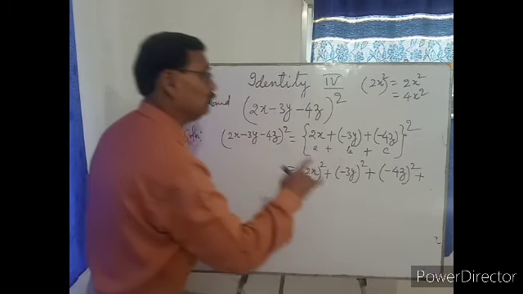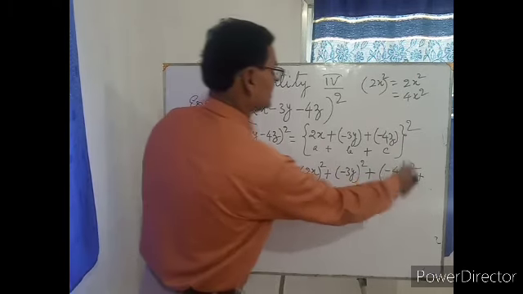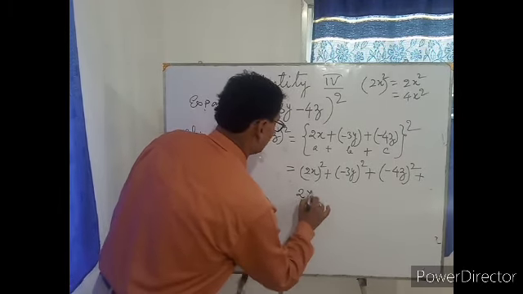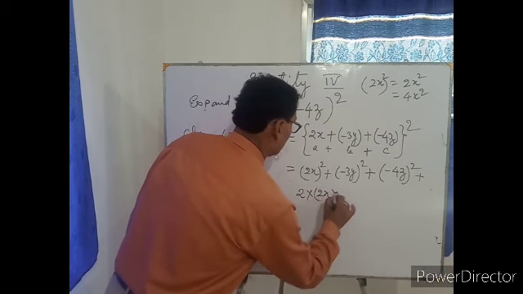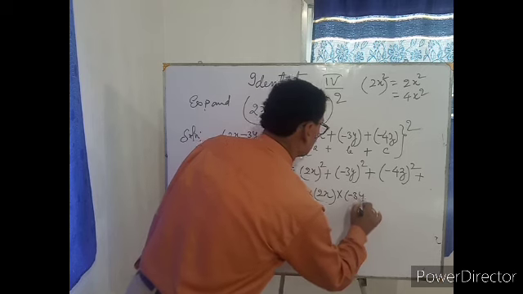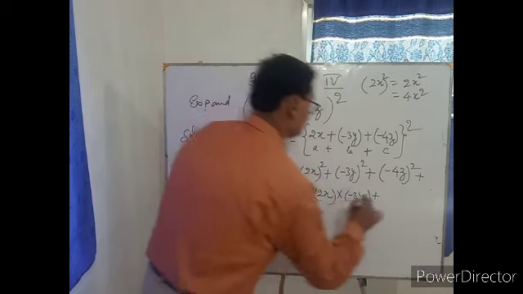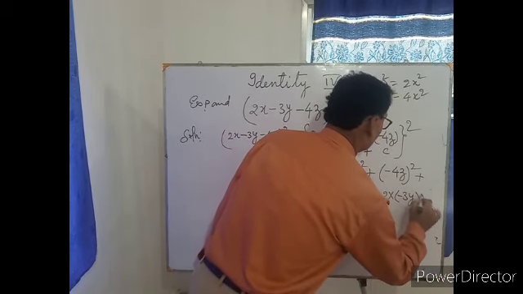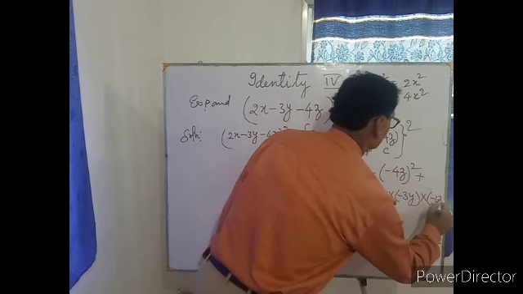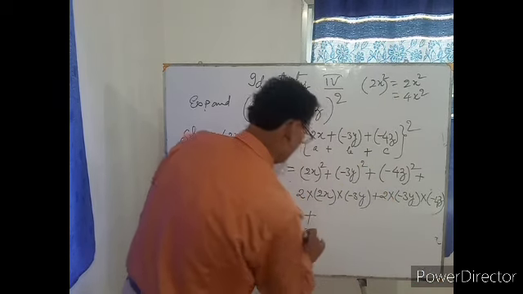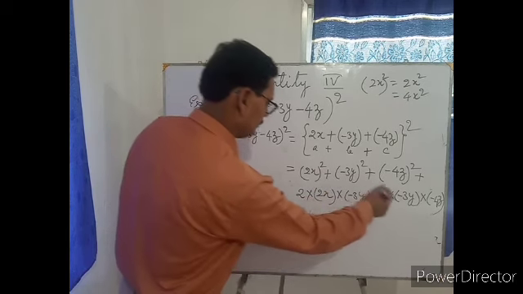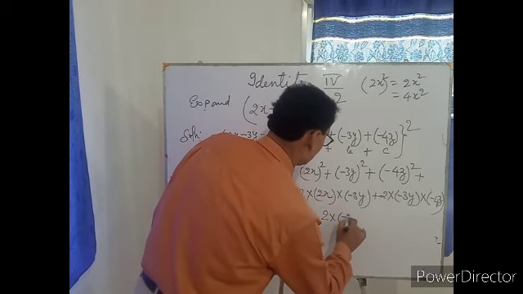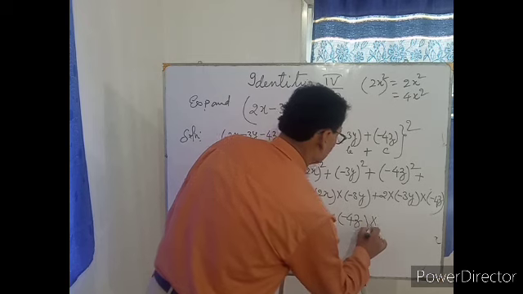Now it is the term of 2ab: a square plus b square plus c square plus 2ab. What is 2? 2 is 2. What is a? 2x. And what is b? Minus 3y. Plus 2bc. What is 2? 2 is 2. What is b? Minus 3y. And what is c? Minus 4z. And 2ab plus 2bc plus 2ca. What is 2? 2 is 2. What is c? It is minus 4z. And what is a? It is 2x.